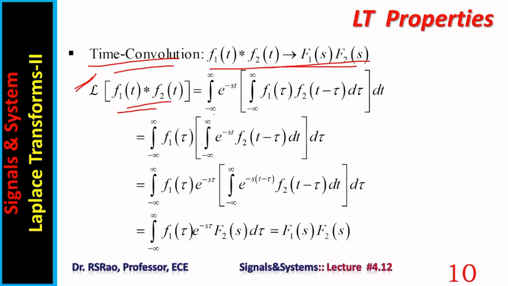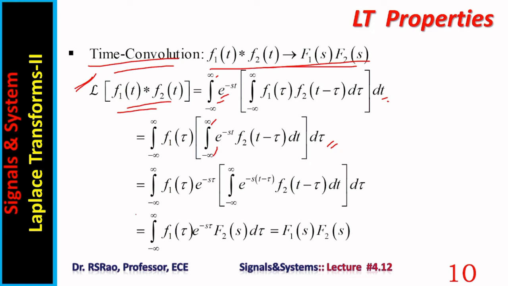It gives us integral minus infinity to plus infinity e power minus st, integral minus infinity to plus infinity f1 tau f2 t minus tau d tau dt. It becomes equal to integral minus infinity to plus infinity f1 tau multiplied by integral minus infinity to plus infinity e power minus st f2 of t minus tau dt d tau.